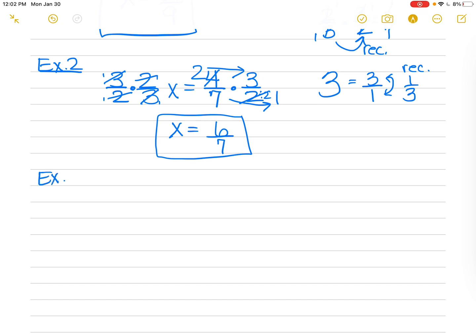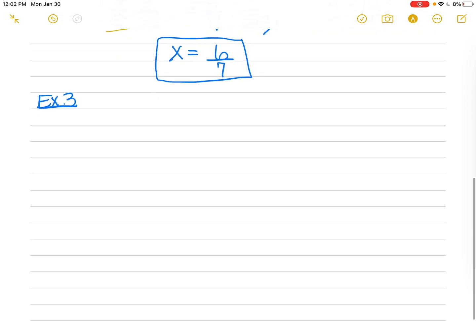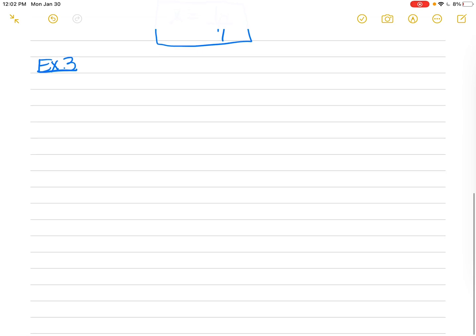Okay, example 3 is 1 2/3 z, remember you don't have to have an x every time, equals 3 3/4. Well, when we're doing anything with fractions that has to do with multiplying and dividing, we want to change them into an improper fraction.